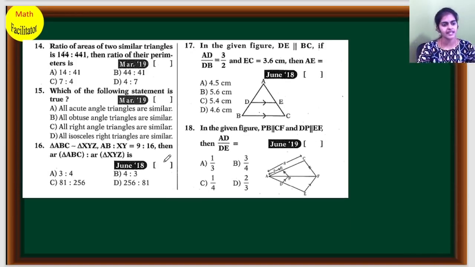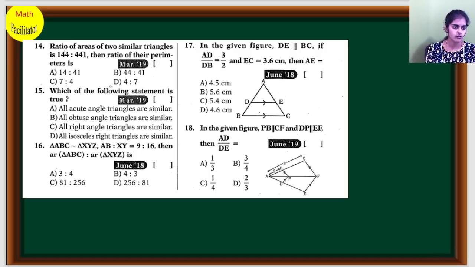So again, ratio of areas. You check it out, ratio of areas and ratio of perimeters. See, 12 is to 21 it has to be. So ratio of perimeters will be the root of this. 12 is to 21 it has to be.